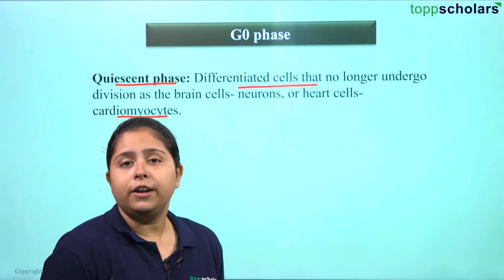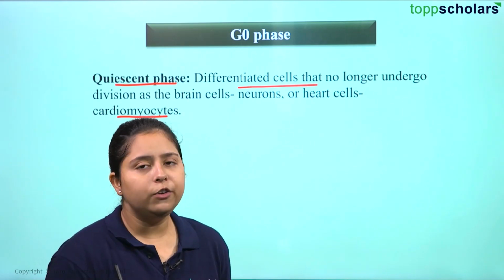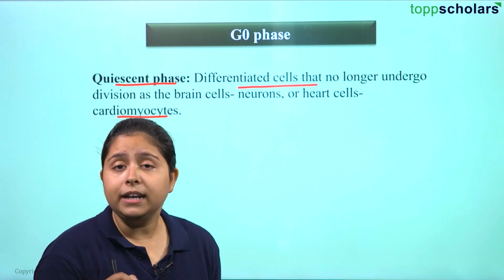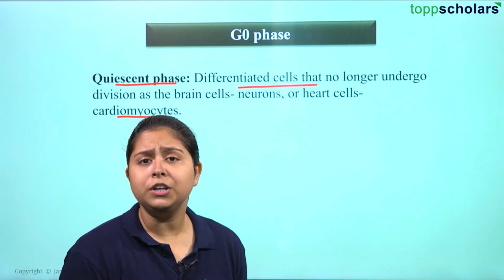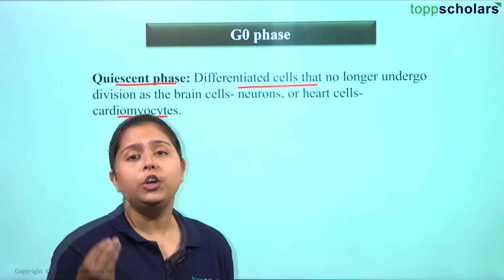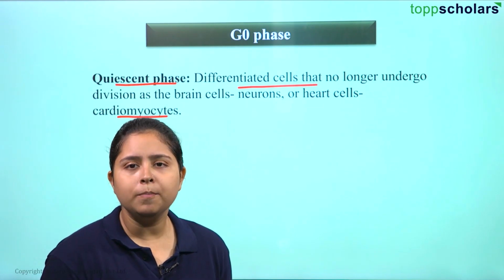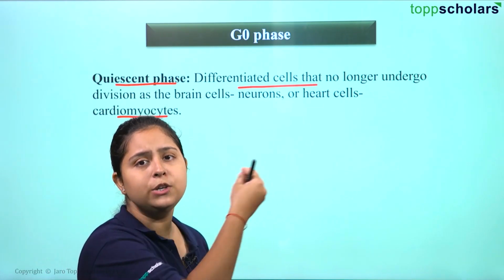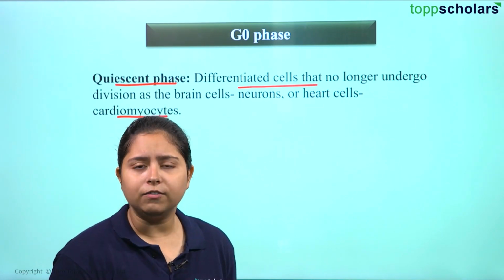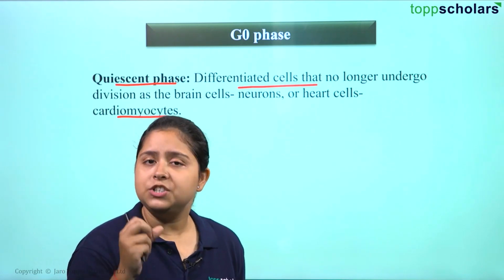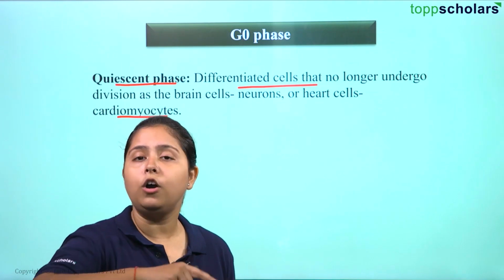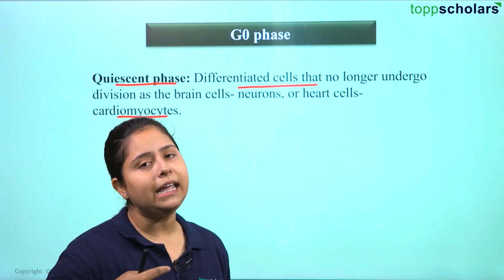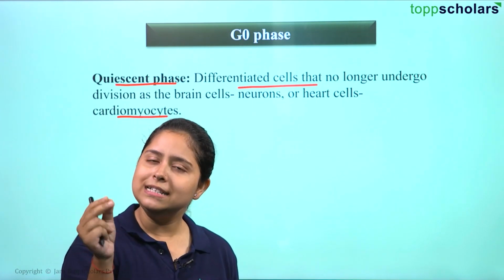Some people also refer to it as the inactive phase, but mind it, it is not an inactive phase as such, because your neurons are actually doing a lot of work. Your heart is also doing a lot of work. So how can we say that in G0 phase the cells are inactive? No, they are active. It's just that they are not dividing normally. They are not going through the cyclical events present in the cell cycle.